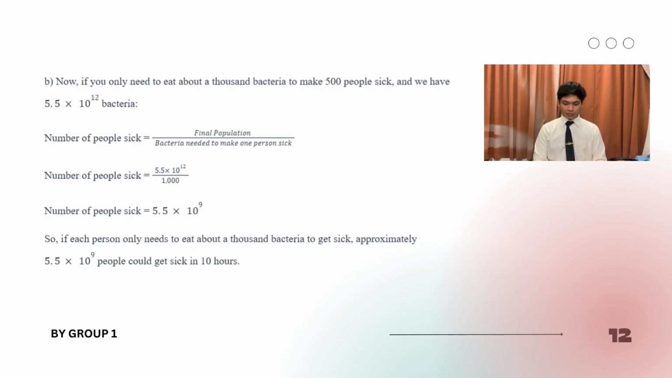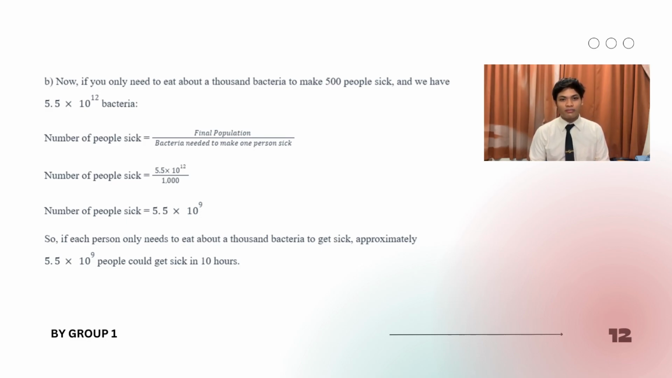Question 2b. Now, if you only need to eat about 1,000 bacteria to get sick, we have 5.5 exponent 12 bacteria. So the equation is number of people sick equals final population over bacteria needed to make one person sick. Number of people sick equals 5.5 exponent 12 over 1000. So number of people sick is 5.5 exponent 9. So if each person only needs to eat about 1000 bacteria to get sick, approximately 5.5 exponent 9 people could get sick in 10 hours.